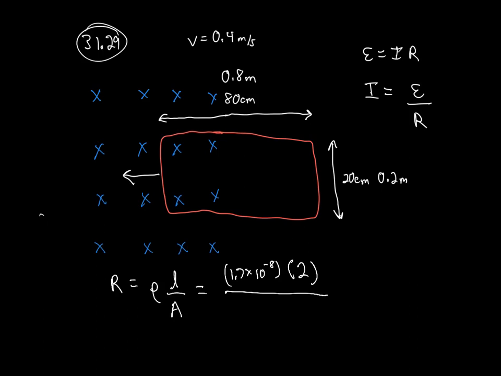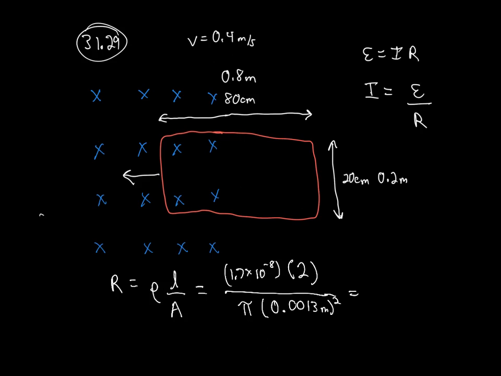Pi r squared. 2 pi r would be circumference. Pi r squared is the area. So we do pi times the radius squared. And they tell us that the radius of this wire in the problem is 0.13 centimeters. So that's 0.0013 meters squared.